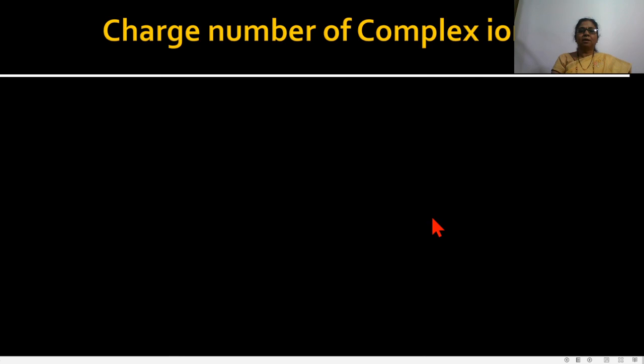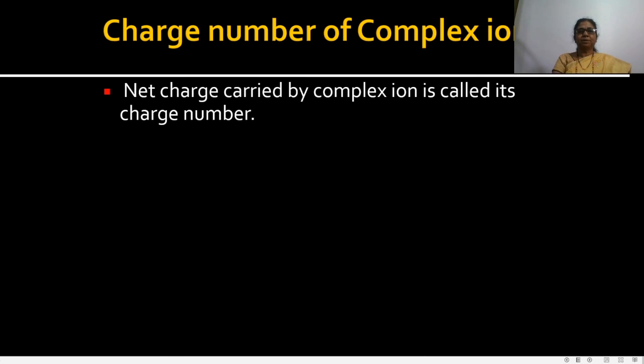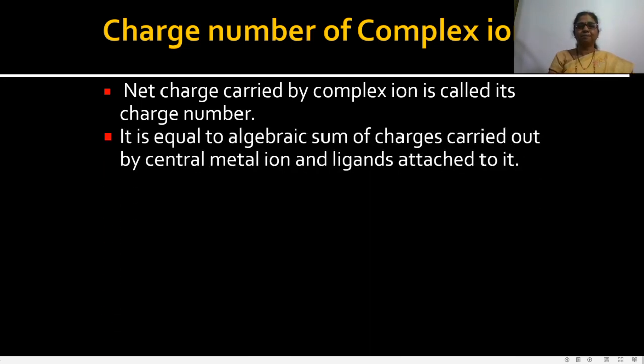Now, the next term used in coordination compounds is the charge number of the complex ion. What is the charge number? The net charge carried by the complex ion is called its charge number. We know that the coordination compound dissociates as counter ion and complex ion, and the net charge of this complex ion is called the charge number. It is also equal to the algebraic sum of charges carried by the central metal ion and the ligands attached to it.